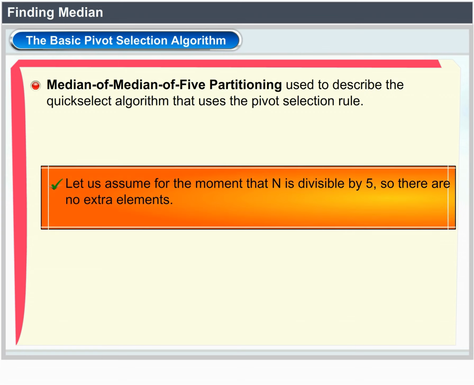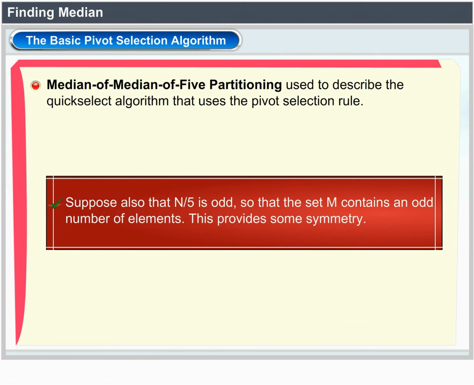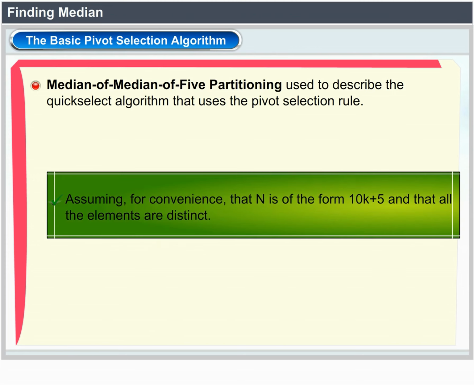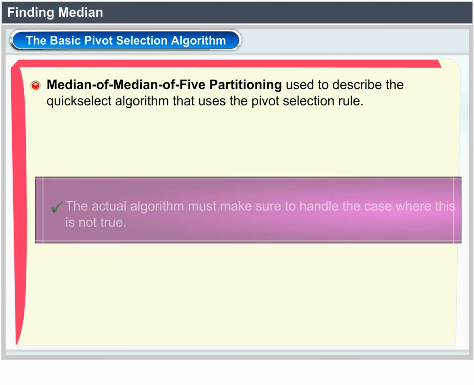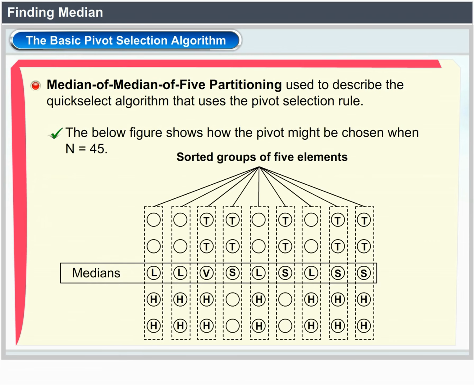Let us assume for the moment that n is divisible by 5, so there are no extra elements. Suppose also that n/5 is odd, so that the set M contains an odd number of elements. This provides some symmetry. Assume, for convenience, that n is of the form 10k plus 5 and that all the elements are distinct; the actual algorithm must make sure to handle the case where this is not true. This figure shows how the pivot might be chosen when n equals 45.